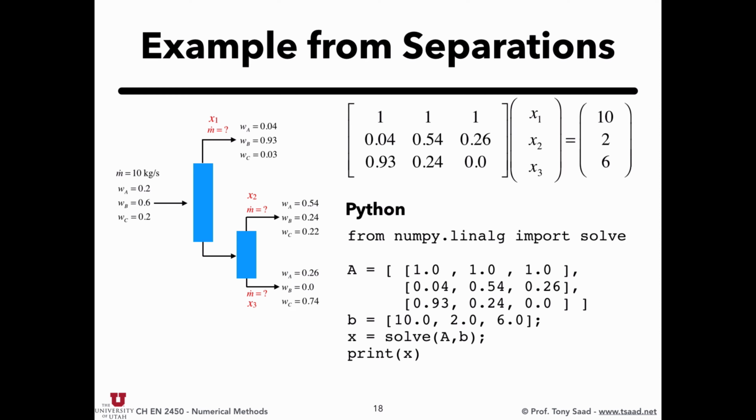To define the matrix, remember what we did early on in the Python examples. We created a list of lists to define a matrix. In this case, I'm going to define A as a list of rows, row vectors, so 1, 1, 1 in the first row, 0.04, 0.54, 0.26, etc. And that defines a matrix. See how I nested 3 lists within one big list. The right-hand side vector is defined as 10, 2, 6. And then simply you do x equals solve(A, B). The solve function takes the matrix first and the right-hand side next, and then you can print x.